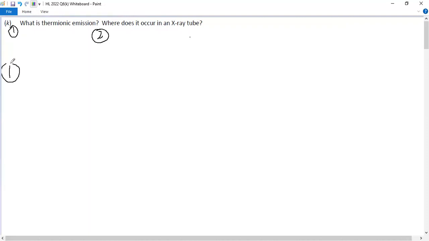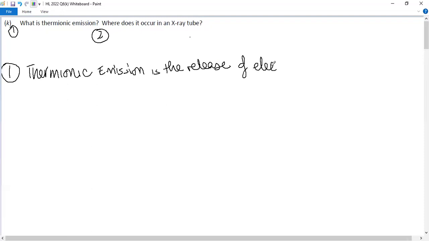And even for myself to explain to you which bits are which, I'm just going to say question 1, what is thermionic emission? Question 2, where does it occur in an X-ray tube? So thermionic emission, and you can nearly figure it out from the words itself, okay? Sorry about my writing on the drawing pad. Thermionic emission is the release, just another word for emission basically, of electrons from the surface of a hot metal.